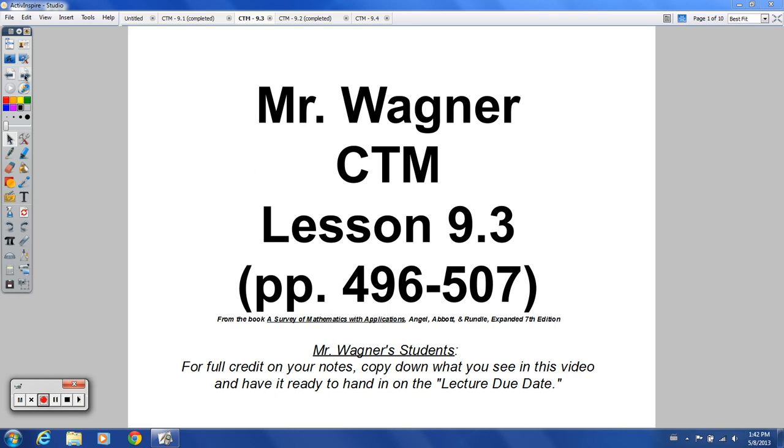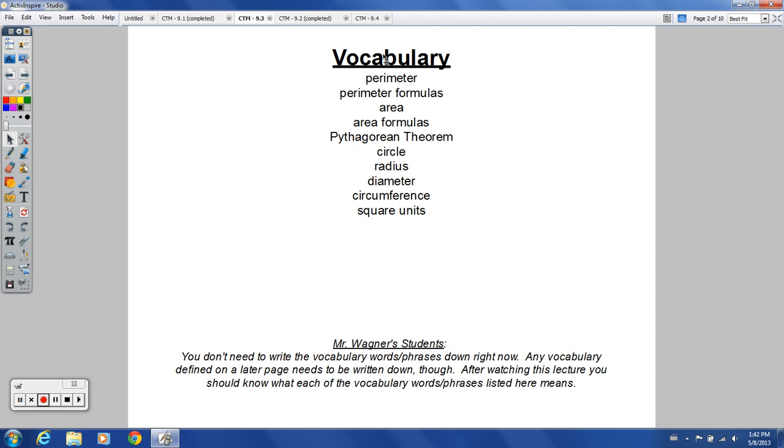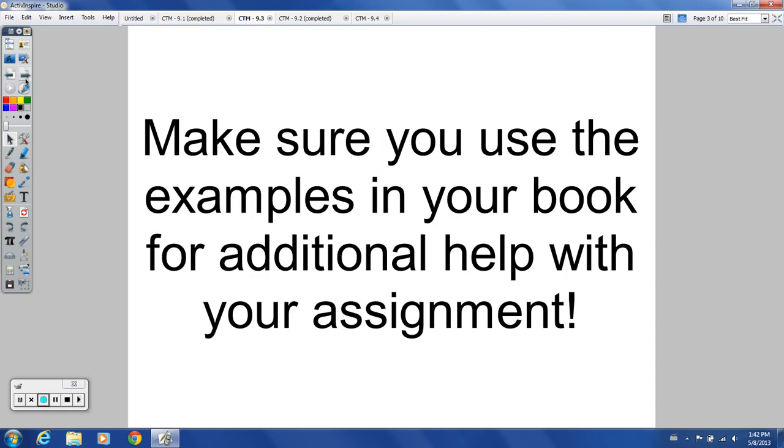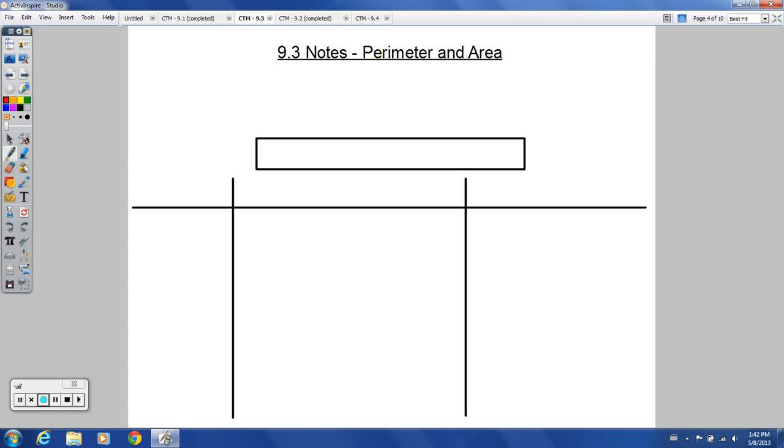We're talking about perimeter and area, so fewer terms than we've been seeing in these past two lessons. We've got to know what these things stand for and what they mean. Make sure you're using those extra examples. First, let's talk about the main two things in this lesson. Let's define those things: perimeter and area.